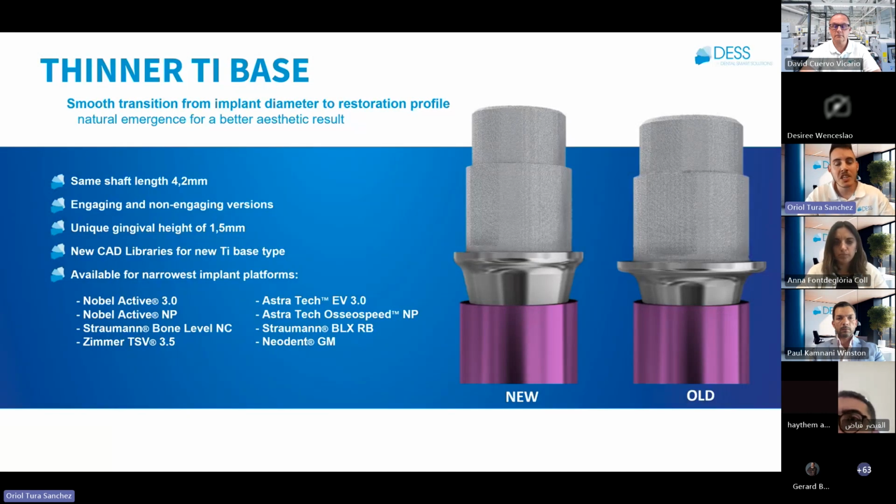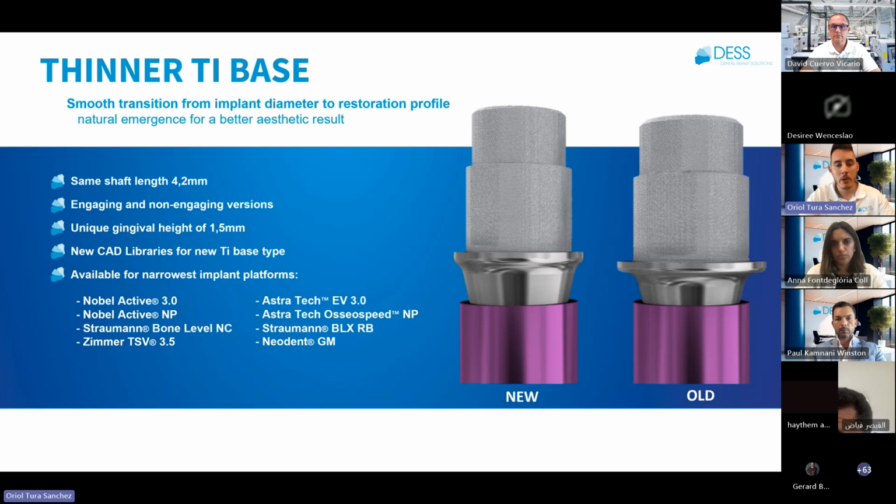Therefore, we made a change on the narrowest tie bases that we offer. And as you can see in the left image, the transition from implant diameter to shaft diameter is smoother and will offer you a better aesthetic result. The length of the shaft will be the same, 4.2 millimeters, so does not change at all. The only change is the diameter.